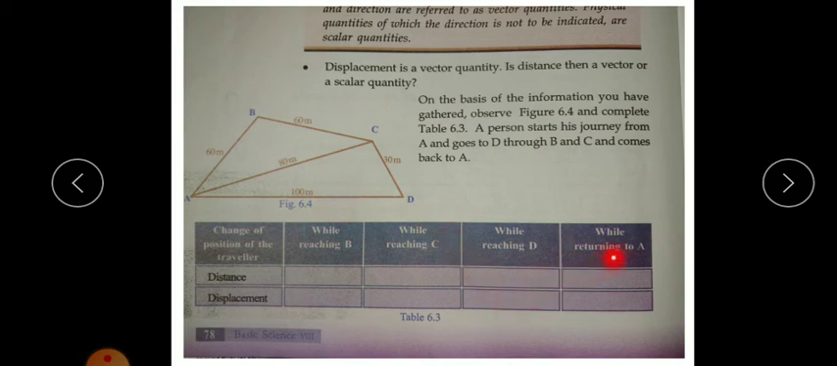While returning to A, again from the point D he returns to the point A, is it? So the distance of the person is 60 plus 60, 120, 120 plus 30, 150, 150 plus 100, 250, is it? So the answer is 250 here. And what about displacement? Displacement is 0 because the person reached the same point. There is no difference between initial point and final point, so the answer is 0.